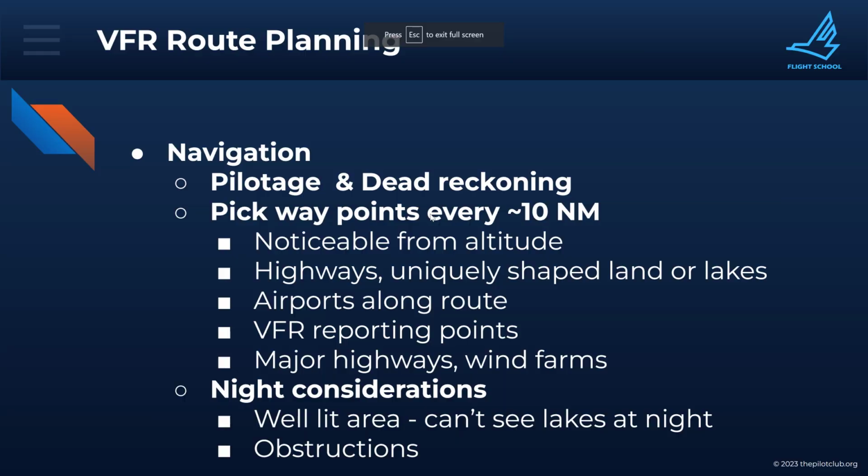So what we want to do when we do our VFR route planning is pick waypoints that are about 10 to 15 nautical miles at most away from each other. And again, these are things that are very noticeable from altitude. So they would be things like highways or uniquely shaped land or lakes. There might be airports along our route. They could be VFR reporting points or something like a wind farm. And then at night, you want a very well-lit area, or maybe lit obstructions.